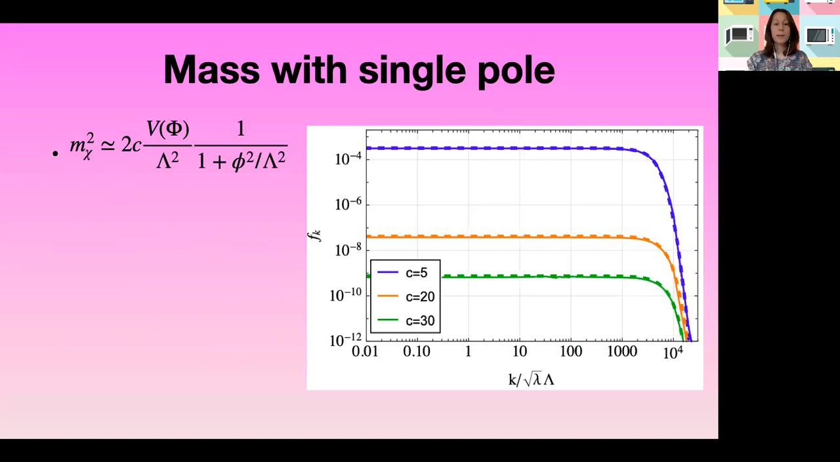The first is an isocurvature mode with a mass with a single pole, as is shown here. On the right, I show the spectrum, so it's the particle number f as a function of k, the wave number. In solid, I show the numerical solution to the mode equation, and in dashed, I show the result from the semi-analytical approximation. And you see that they match very, very well.